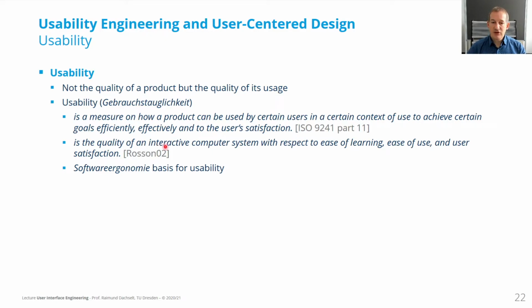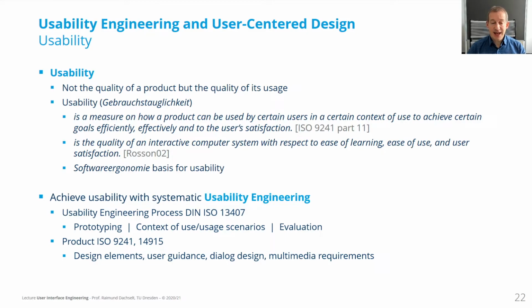Usability is the quality of an interactive computer system with respect to ease of learning, ease of use, and user satisfaction. That's what we have already talked about. And software ergonomy, this is also software ergonomics, an old term which was coined in Germany, obviously, and is the basis for such usability. So very much like a hardware product, say a car, has ergonomics to think about and to consider, also software has to have ergonomic aspects, and therefore the term software ergonomy was invented to describe that.